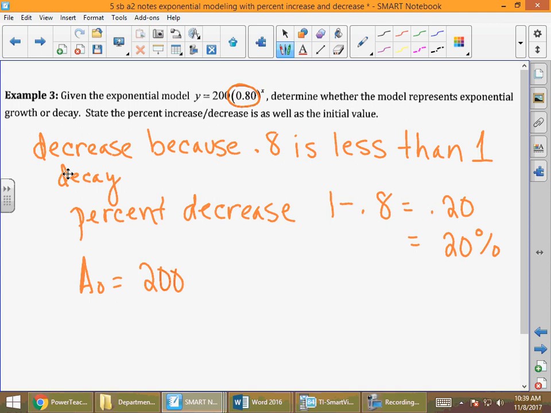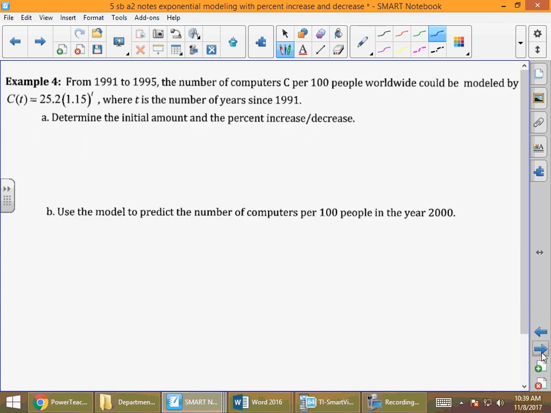Let's try one more. We didn't have to solve this one. We just wanted to look at the particulars. From 1991 to 1995, the number of computers, C, for 100 people worldwide could be modeled by the formula 25.2 times 1.15 to the T, where T is the number of years since 1991. Determine the initial amount, the percent increase or decrease.